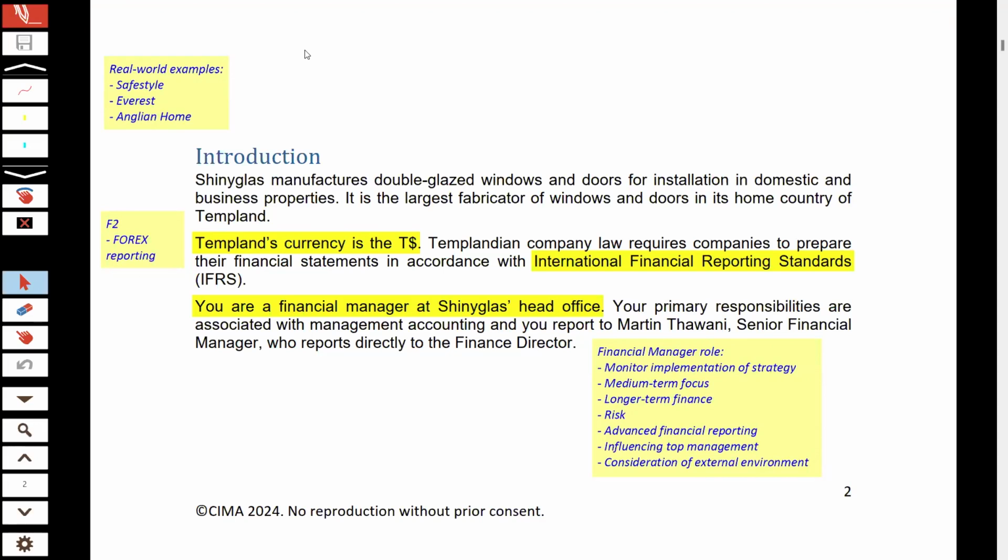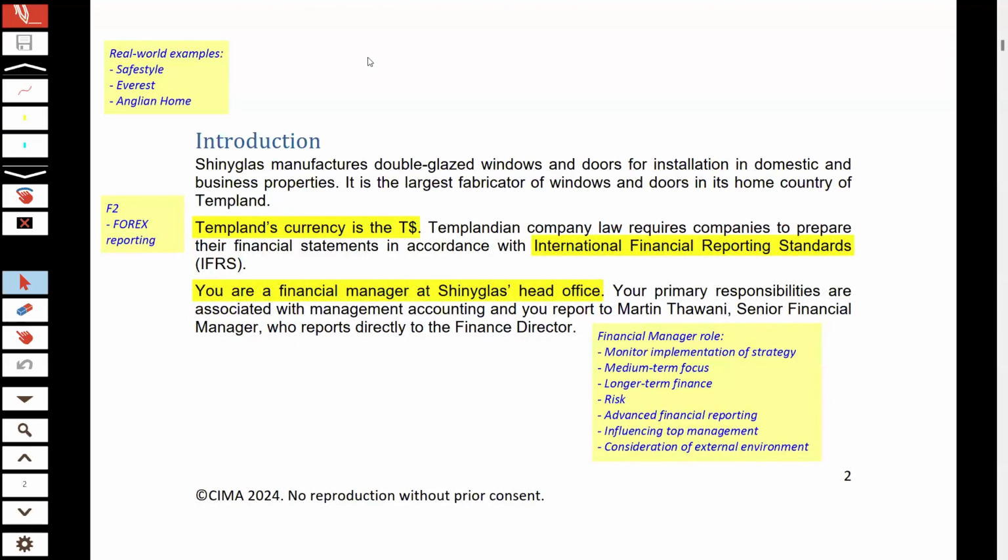Okay, so we've been working really hard. We've got loads of annotations. I'm also going to be adding in other things that I'll mention as we go along. All right then, so introduction. So Shinyglas, what does it actually do?